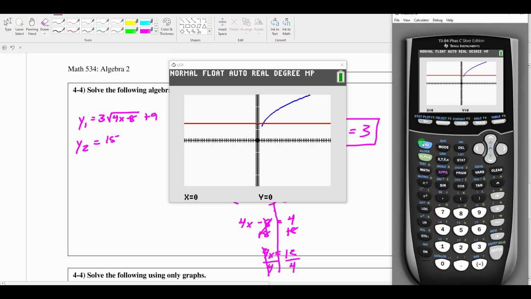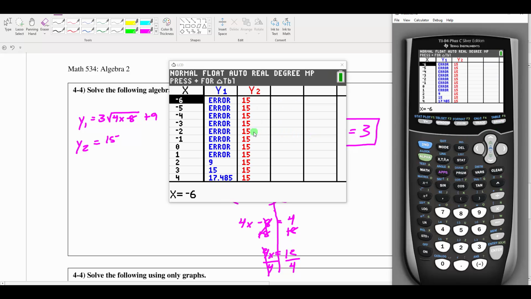Okay. So let me show you what to look for on the table. If it's not easy to see on the graph, sometimes it's easy to see in the table. So I'm going to hit second graph. I'm going to go to my table. And what I'm looking for is for y1 and y2 to be the same thing, right? If I want y1 and y2 to be the same, then they have to have the same output.